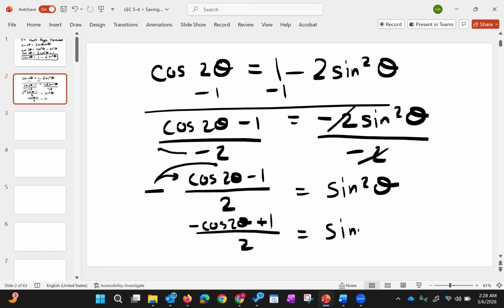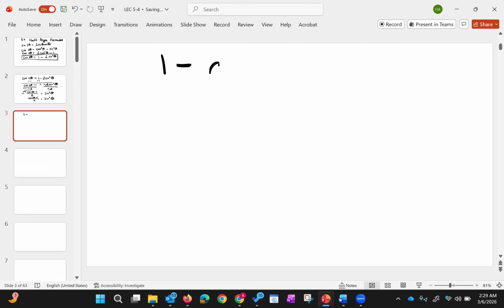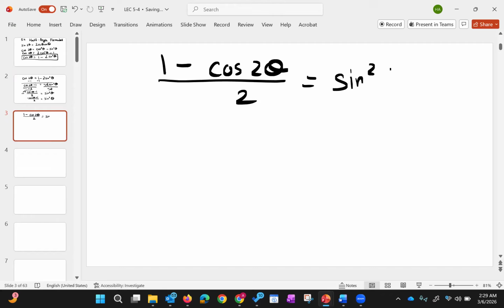And we generally don't like it to look like that. Let's rearrange these numbers here. Let's put the 1 first and then this guy next. So now I've got 1 minus cosine 2 theta over 2 is equal to sine theta. Oh, and this is still squared. That's the thing, this is still squared.